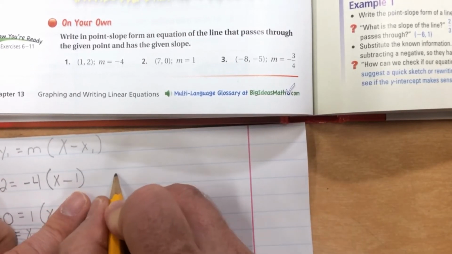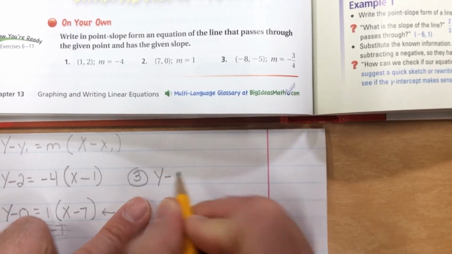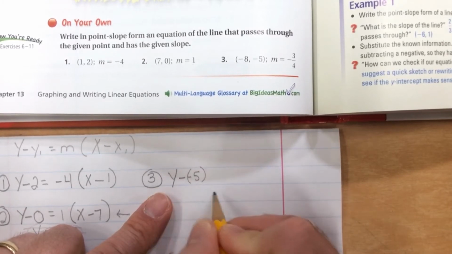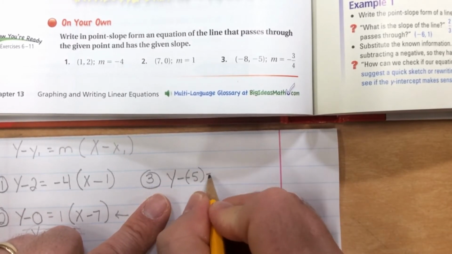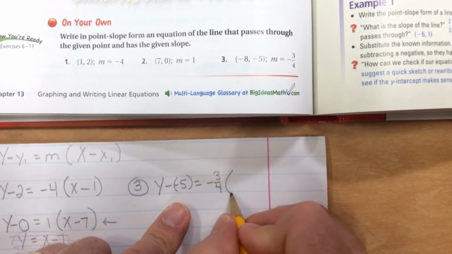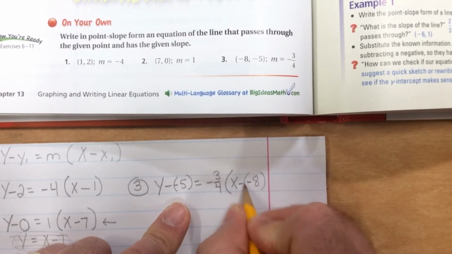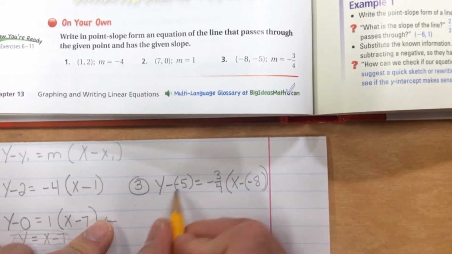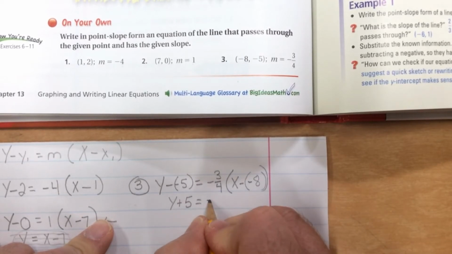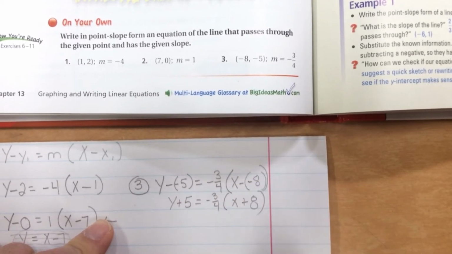Number 3, y minus, now our y1 is -5, so I'm going to put -5 in there. Be careful, we'll have to simplify that in a second. Equals -3/4 for our slope, x minus -8. And we'll simplify that in just a second as well. So this will become y plus 5 equals -3/4 x plus 8.